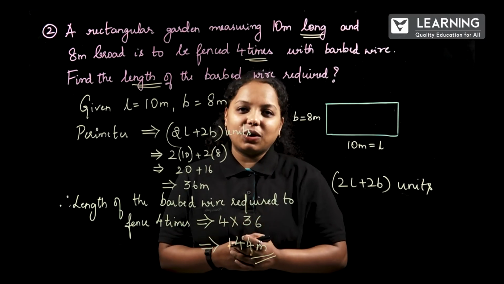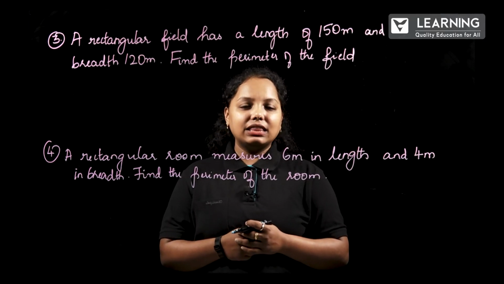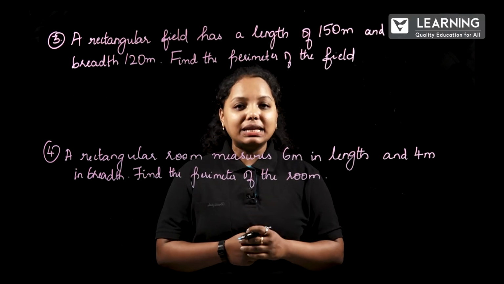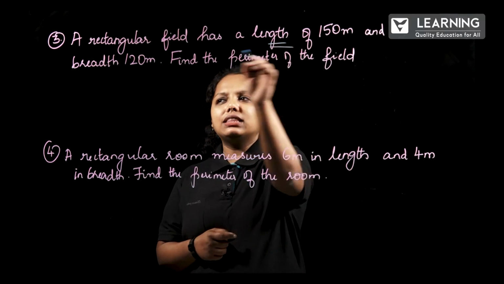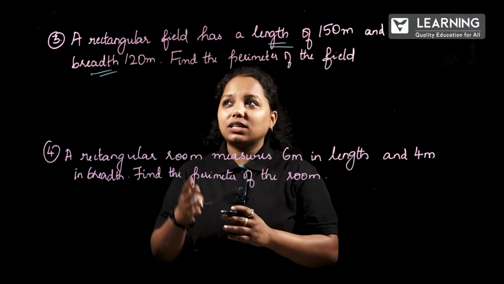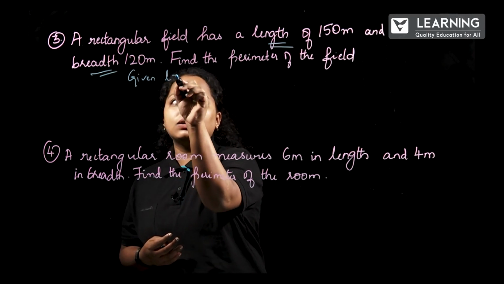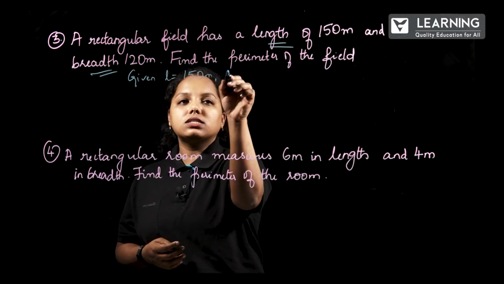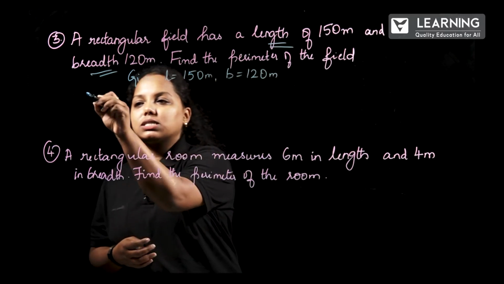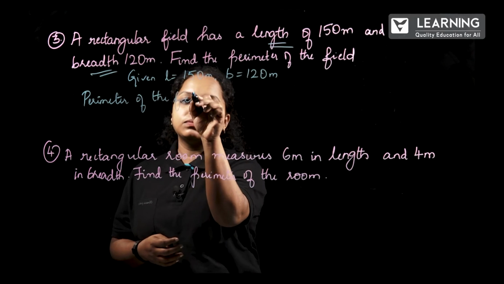Now, let us look at the next question. A rectangular field has a length of 150 meters and breadth of 120 meters. Find the perimeter of the field. As soon as you get length and breadth, it is understood that it is a rectangle and we have to look for the perimeter of the rectangle, and moreover it has already been mentioned. So, what is being given? Length is 150 meters. Breadth is 120 meters. Now, perimeter of the field.